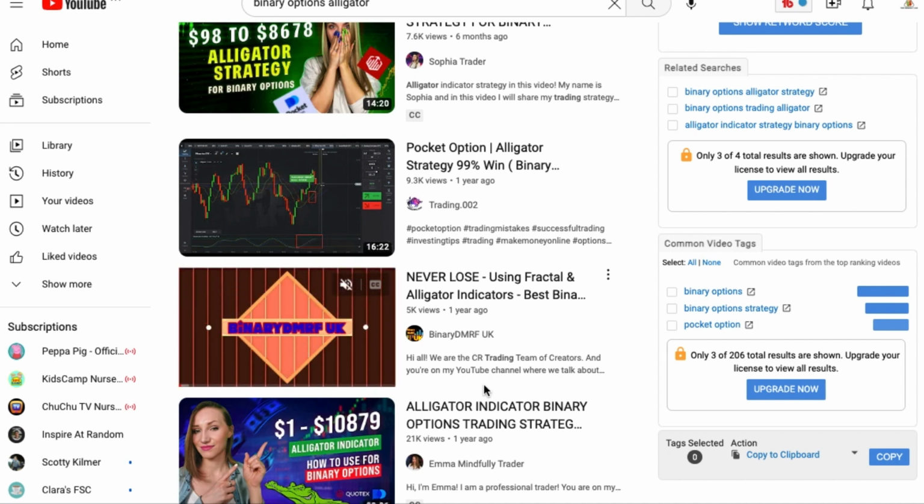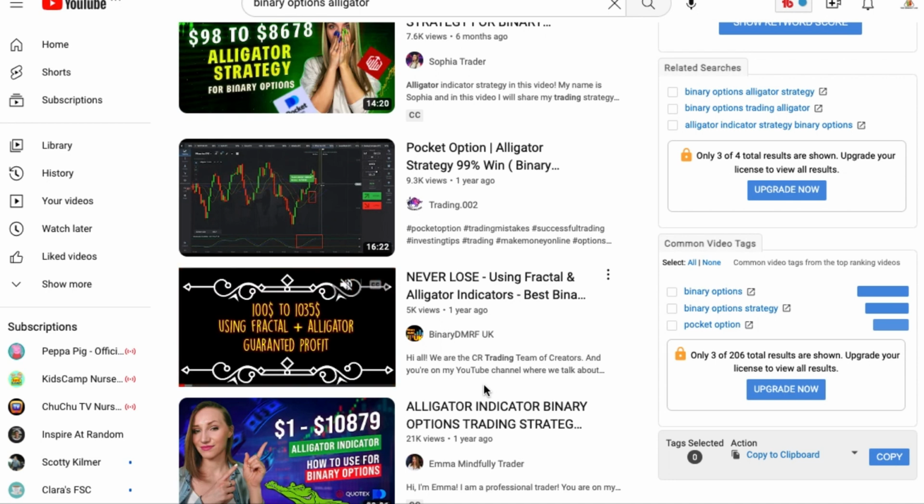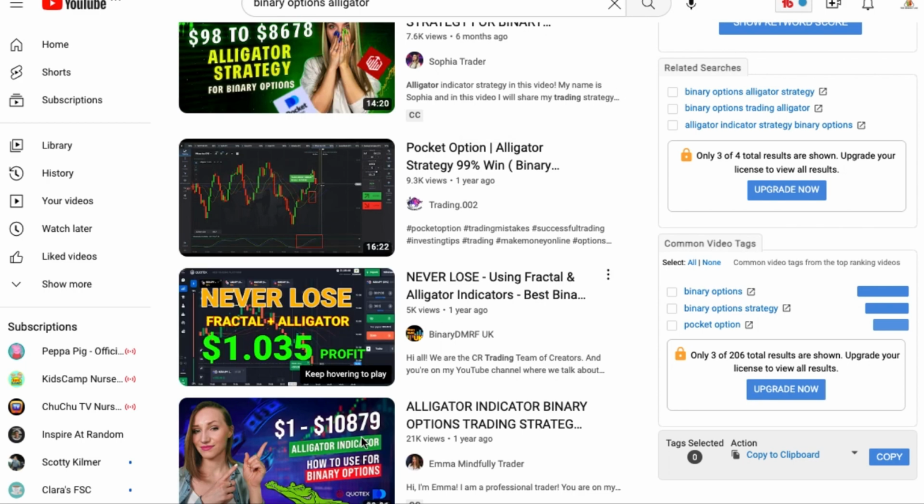I'll put some snippets of each one up here, and then we're going to talk about how we're going to do it differently on Tradingview. So I'm going to talk about what I didn't like about the various approaches.